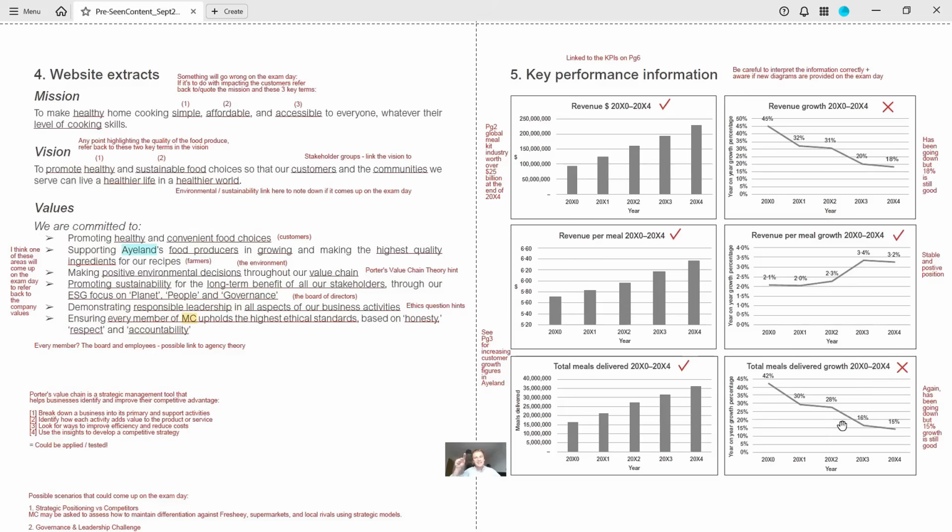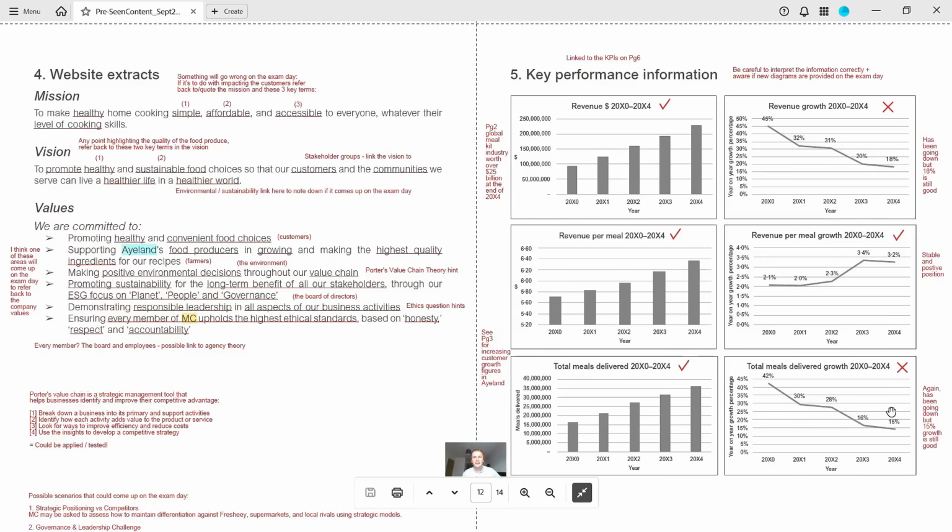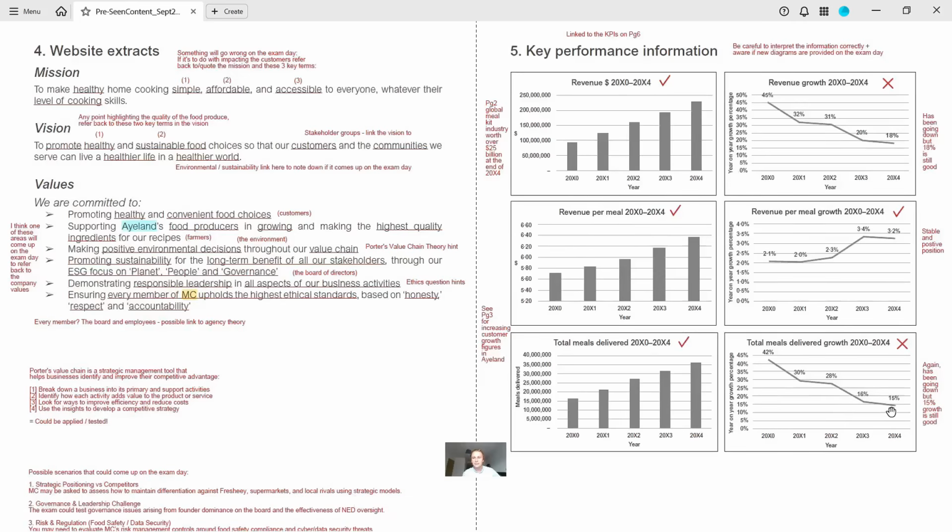So this links into the key performance indicators, so don't get that mixed up on page 6. So page 6, key performance indicators. Page, which one are you on now? The last page is page number 12, and that is linking into the key performance information.